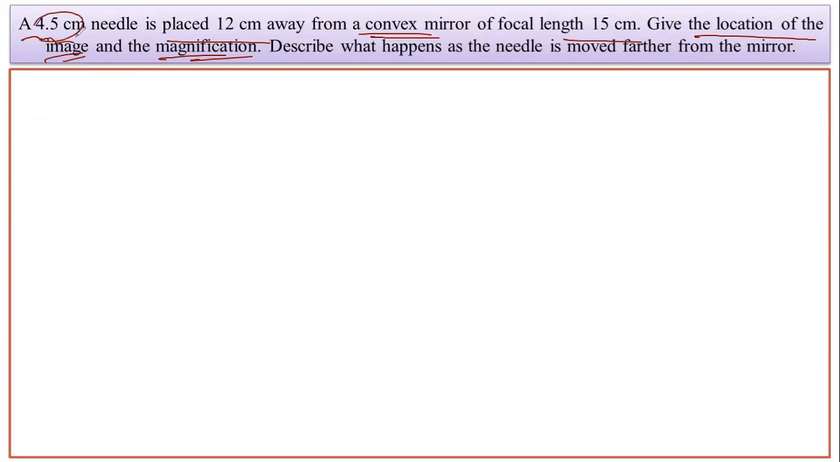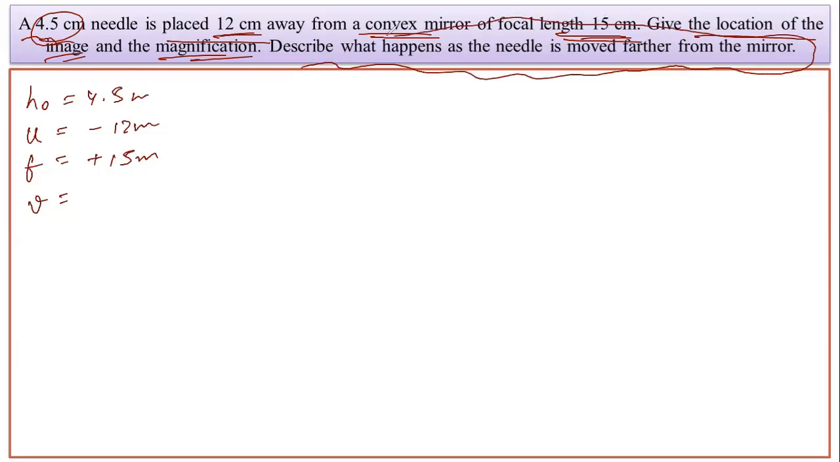So first of all, here we need to write these things. That is height of the object, that is given 4.5 centimeter. Then it has been placed at a distance of 12 centimeter from the convex mirror. So u would be equal to minus 12 centimeter. Then we have the focal length, as it is a convex mirror. Please remember, for the sign convention, it would be plus 15 centimeter. And now we have to calculate v. We have to go for the calculation of v over here, and then we have to go for the condition, as well as we have to mention this statement. I will come to this last statement later on, but first go for the calculation.